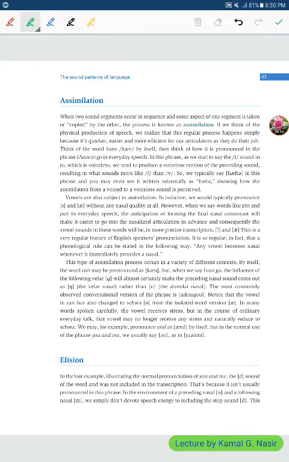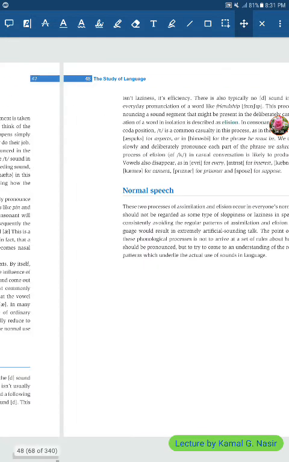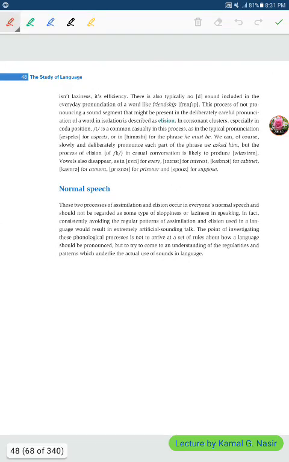Different sounds will not be pronounced. For example, you say he must be. You see? The T here is not pronounced. He must be. T is not pronounced. This is what we call elision. And there are many other examples.